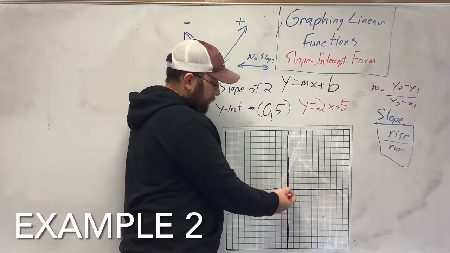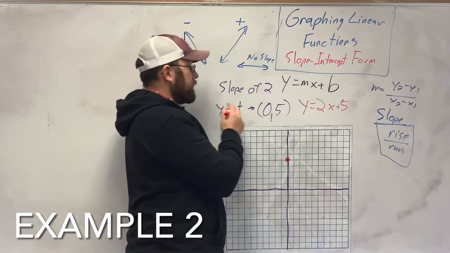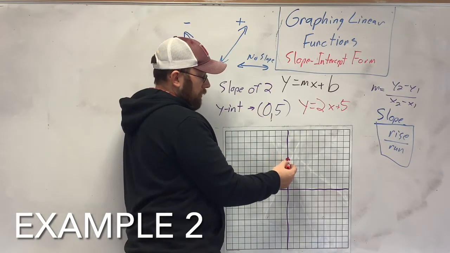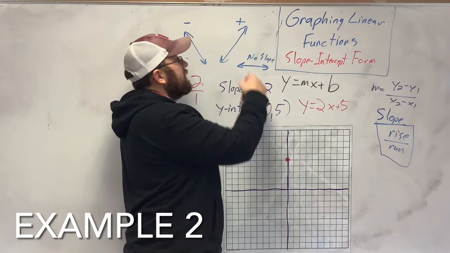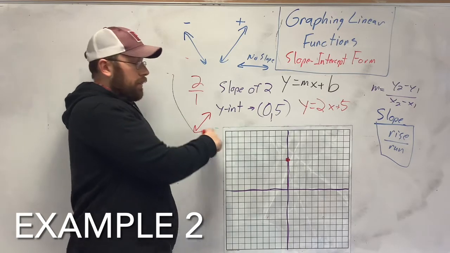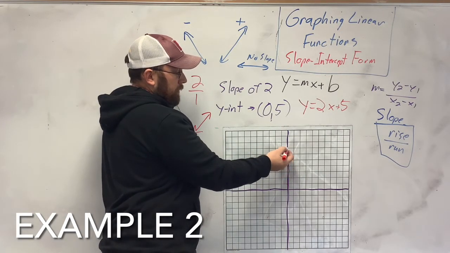I have my starting point of 0, 5. Now I have a slope of 2, which is 2 over 1, which is my rise over my run. So it's positive, so my line is going to look like this. All right? So this time, last time I went down, this time I'll go up. So I'm going to rise up 2.